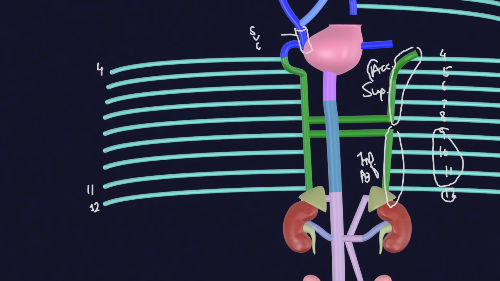And how can you remember that accessory is superior? You know, superior is also called anterior, and A for anterior and A for accessory. So with that reference, you can just remember it quite easily.